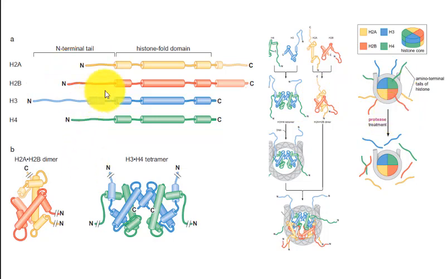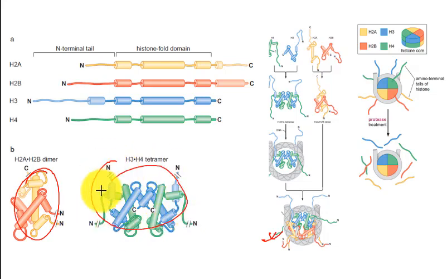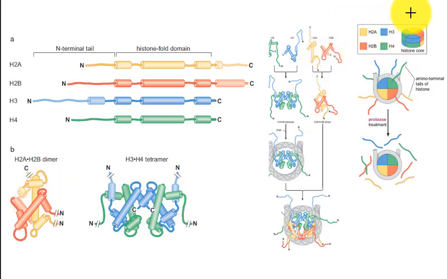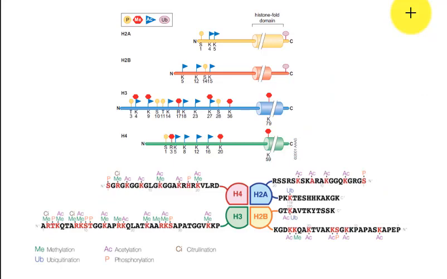I'll talk about this. You can see these are the histone proteins, which assemble and form an octamer. No need to know in detail. This is how they assemble and form a dimer. H3 and H4 will again form a tetramer, and two dimers of H2A, H2B and one tetramer of H3, H4 will come together and form the octamer. Now, the very important thing is the tail.